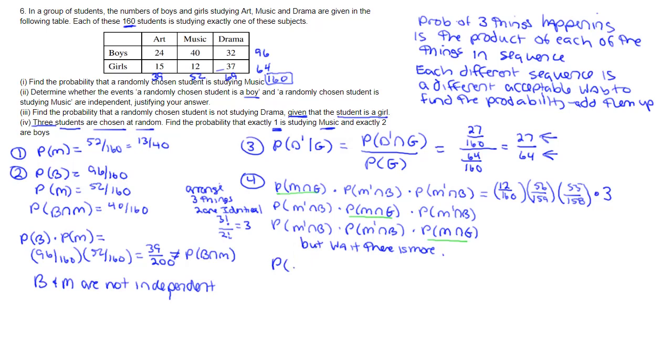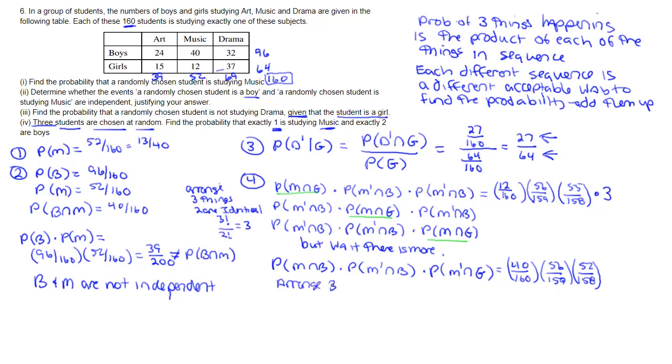Now, there's more, because that's not the only way we can satisfy this requirement. I could have a music and a boy, and then not music and a boy, and not music and a girl. So I've got to figure out the probability for those things happening. Now the difference is, in this case, you'll notice how I've got 3 things, but they're all unique. So how many different ways can I arrange 3 things? Well, that's going to be 3 factorial. I'm not going to write all those out, but I could have rearranged these 6 different ways.